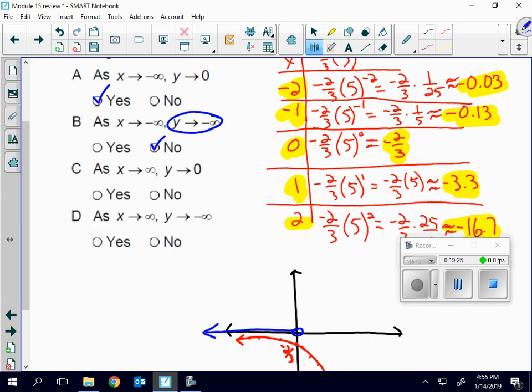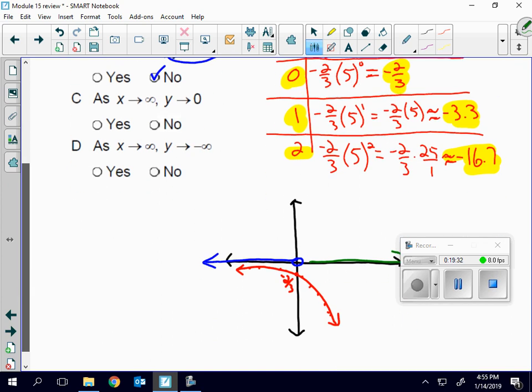Obviously it's not getting smaller and smaller really quickly. Okay. Now let's look at the other side where x is getting bigger. So as it goes this way, what is the graph doing? It's getting smaller and smaller rapidly, right? So it's not going to approach 0. It's going to get smaller and smaller. So that would be yes and no there.